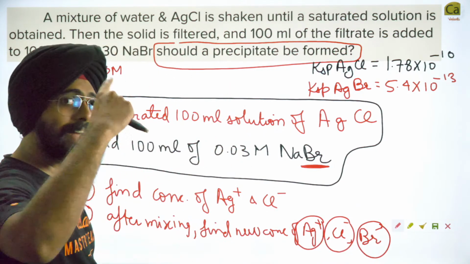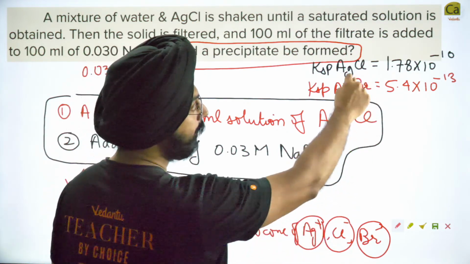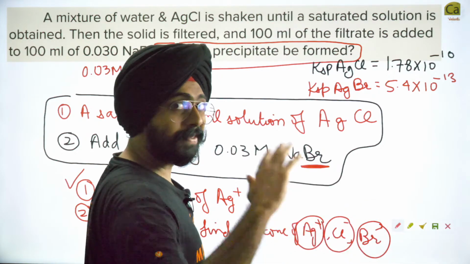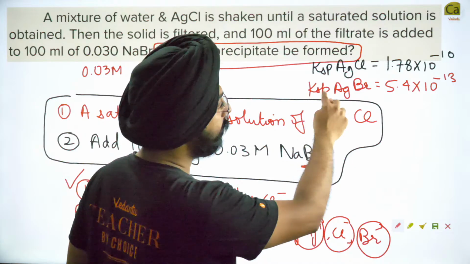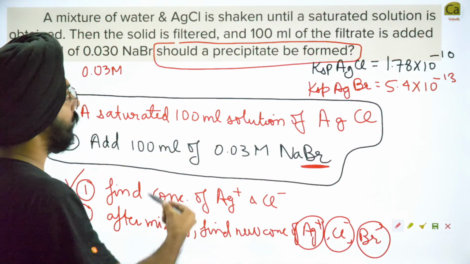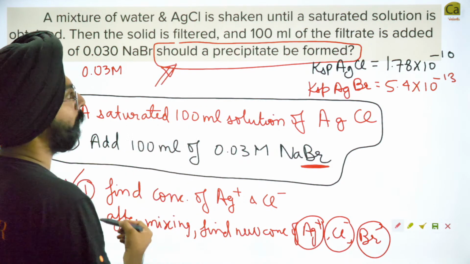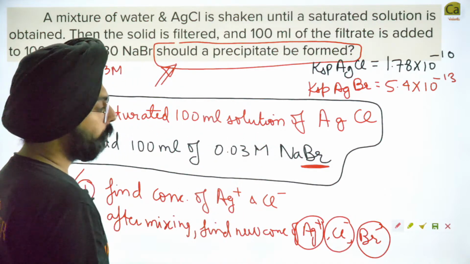Then try to multiply Ag positive into Cl negative. If it is greater than KSP, precipitation will occur. Try to take the product of Ag positive and Br negative. If that is greater than KSP of AgBr, then precipitation will occur. So that is how you have to check whether a precipitate will be formed, and if yes, which precipitate will be formed. So this is your homework question.